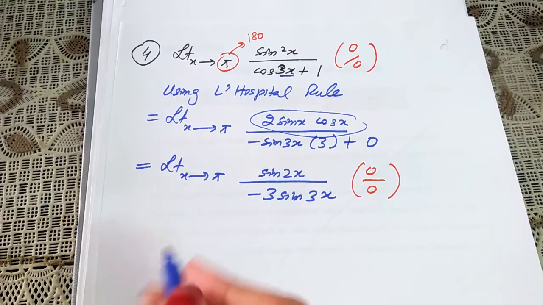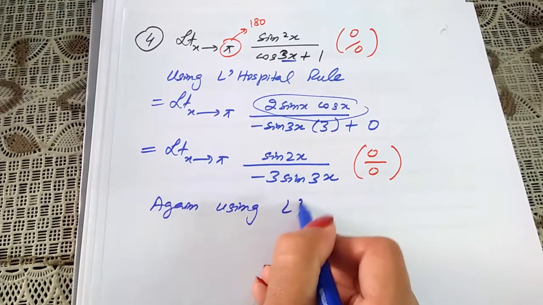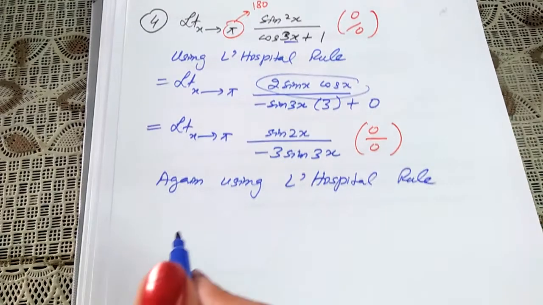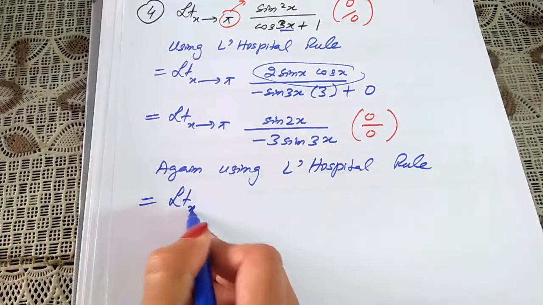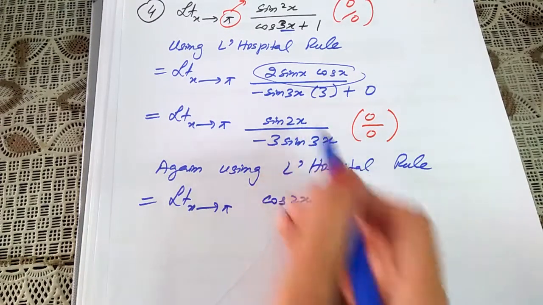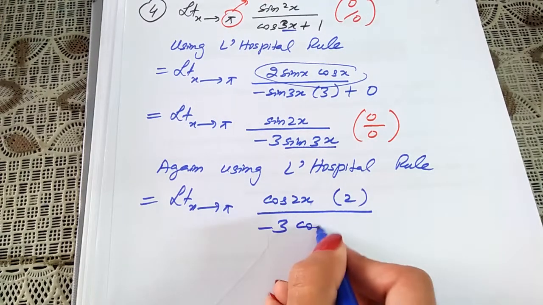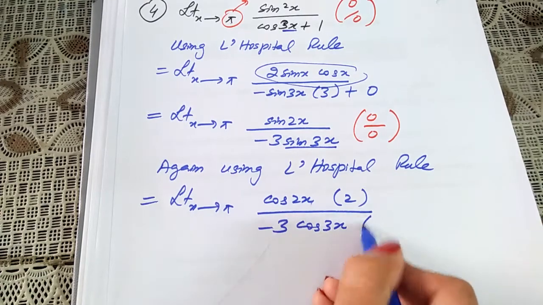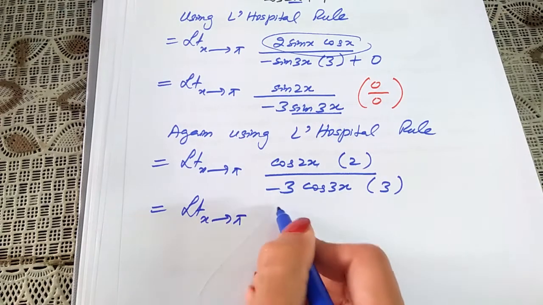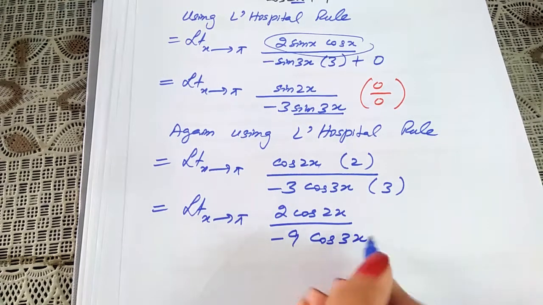So again using the L'Hopital rule, we will get limit x approaches to pi, sine 2x will be cos 2x and the derivative of 2x will be 2 divided by minus 3 sine 3x will be cos 3x and the derivative of 3x will be 3. We will get limit x approaches to pi 2 cos 2x over minus 9 cos 3x.